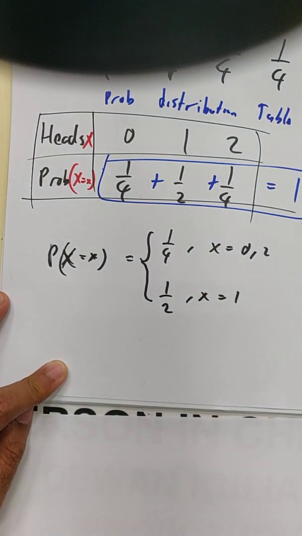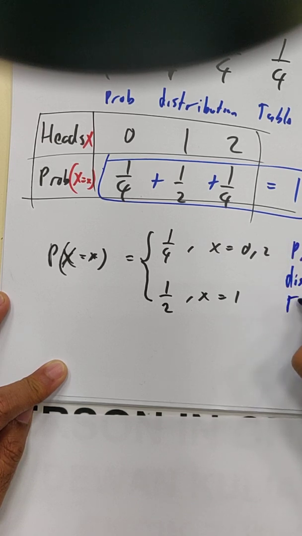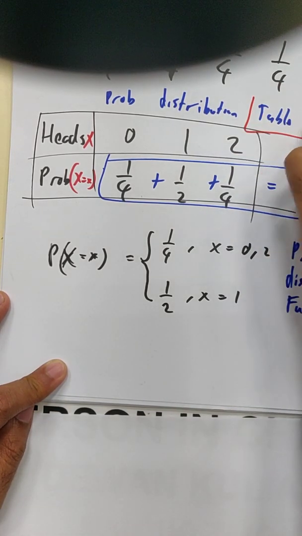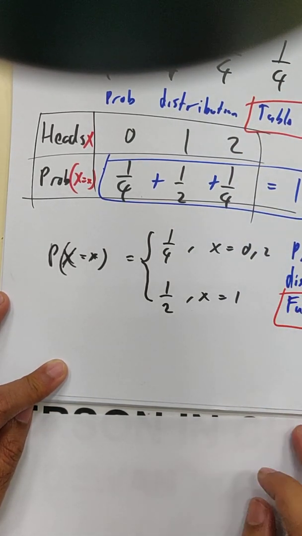This is what we call a probability distribution function. It's just a different form of table or function.